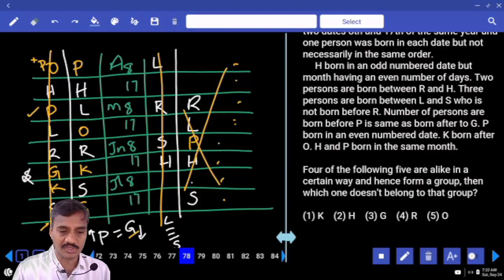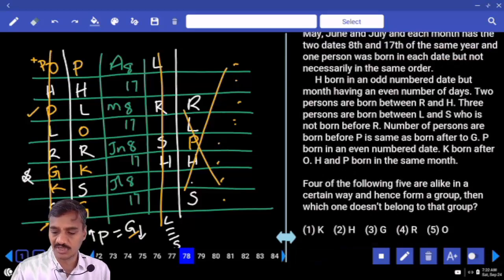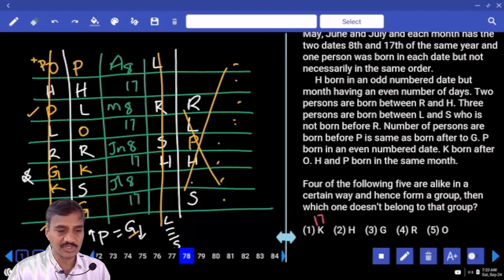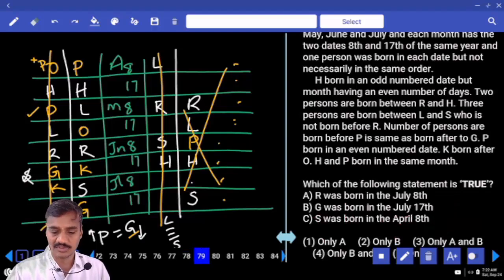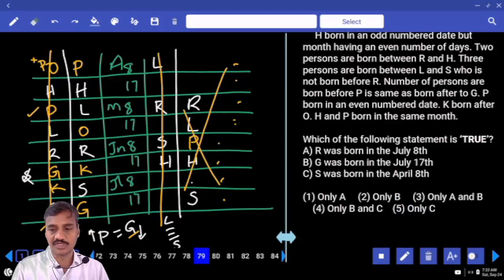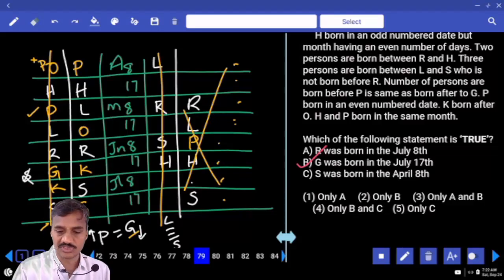Now K born on June 17, and H born on 17, and G born on 17, and R born on 8, and O born on 17. Hence what is your answer here? Choice 78. The next one, 79. Which of the following statements is true? R was born on 8th of July. R 8th July, that is false. G 17th July is definitely true. And S 8th April, that is false. And so only B, choice 79.